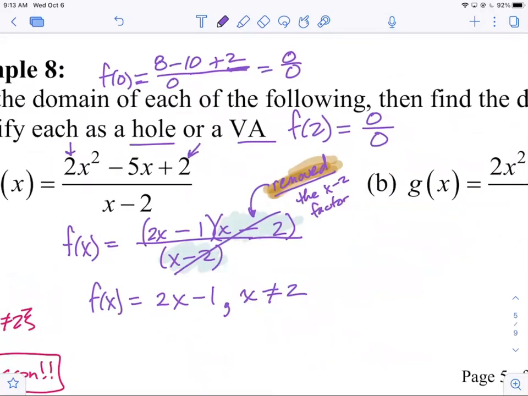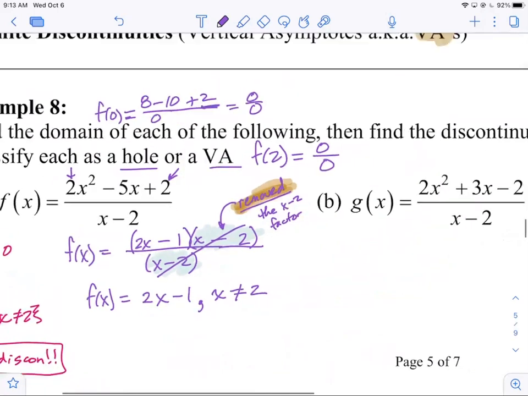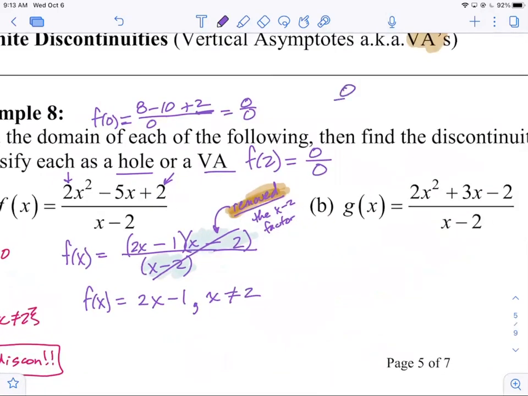So if you don't want to factor to see if it removes, you just plug it in right away to the original version. If you get 0 over 0, guess what 0 over 0 means? 0 over 0 means, oh, a hole. I like to spell a hole like that with 2 O's kind of going down. Like you fell in a hole.